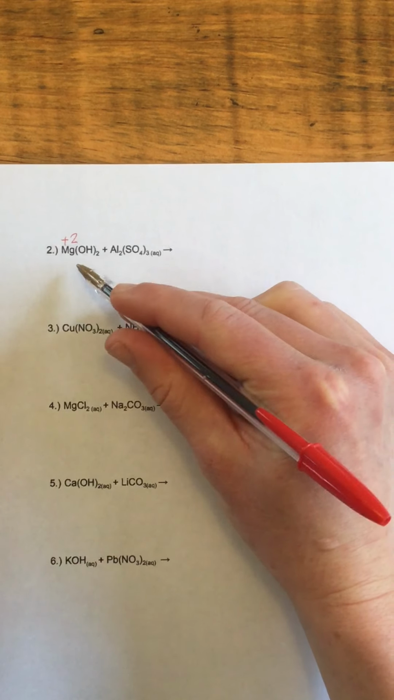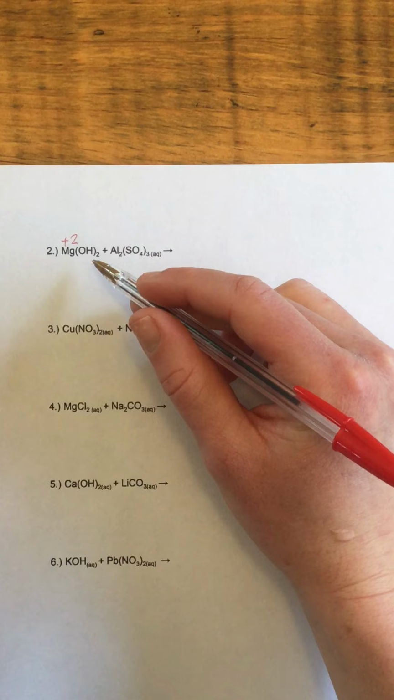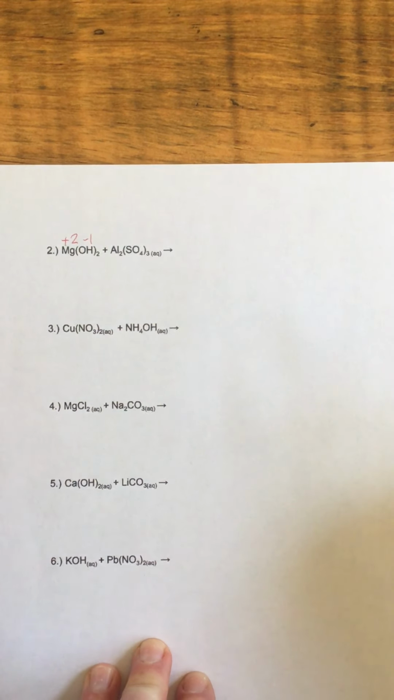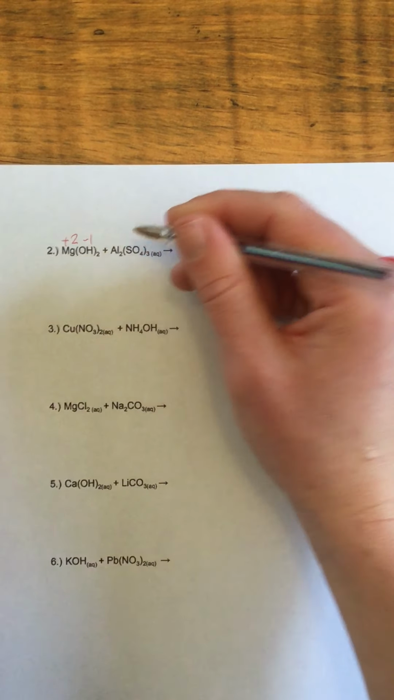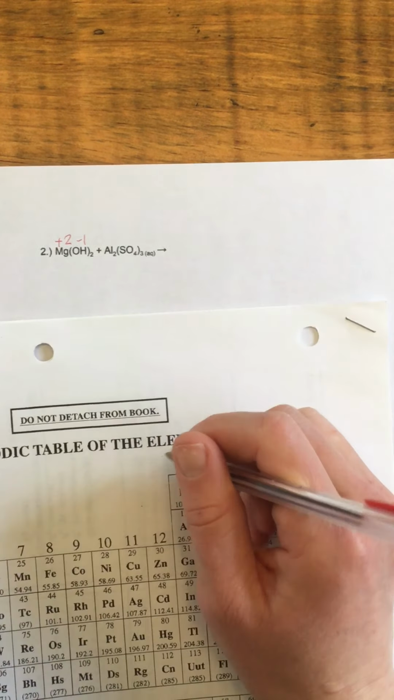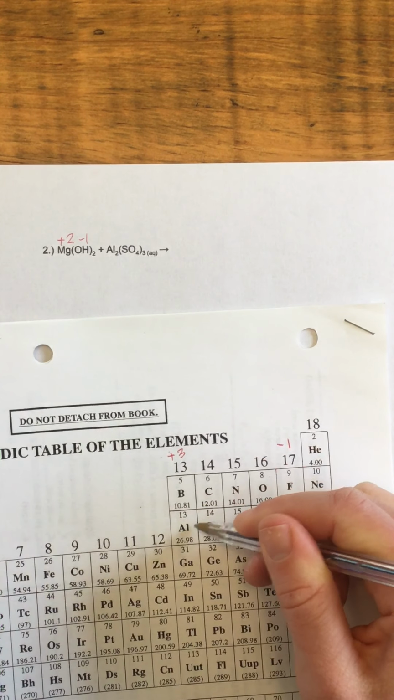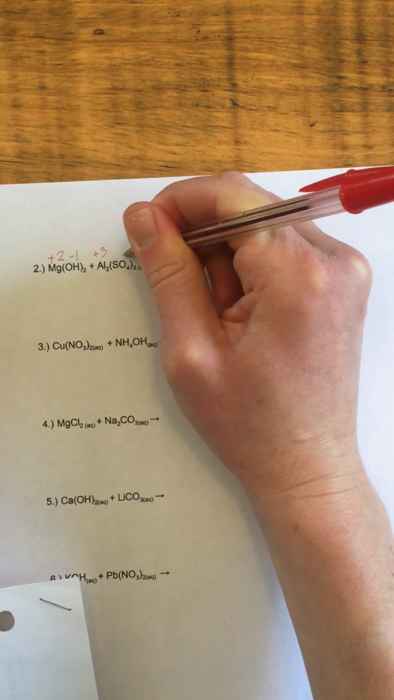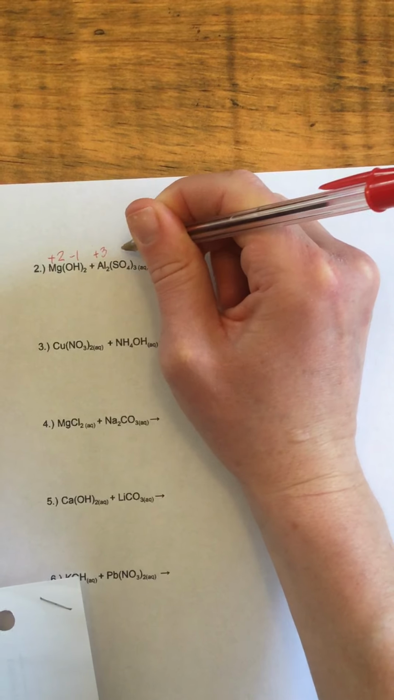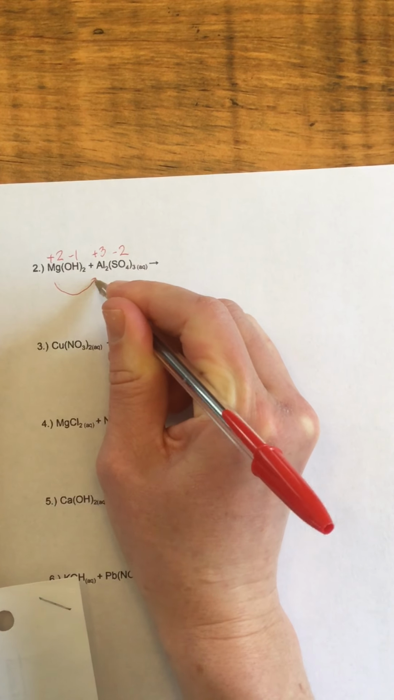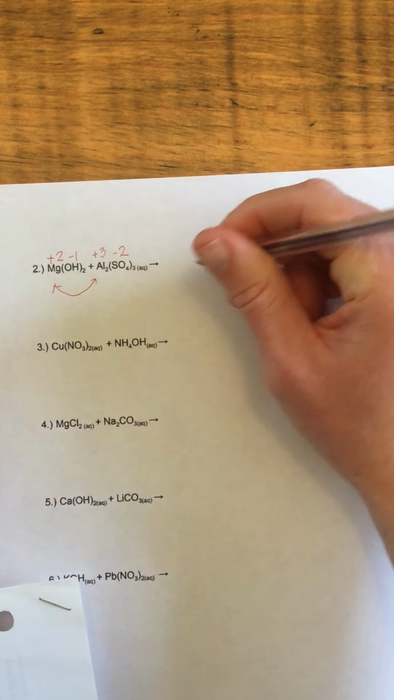Hydroxide, OH, is an example of a polyatomic ion. So again, you would find this on your polyatomic ions list, but this has a charge of -1. Aluminum on the periodic table is in column 13. So column 13 has a charge of +3. And sulfate, another polyatomic ion, you would find it on the polyatomic ions list, has a charge of -2. So now we take the 2 cations, they swap places.